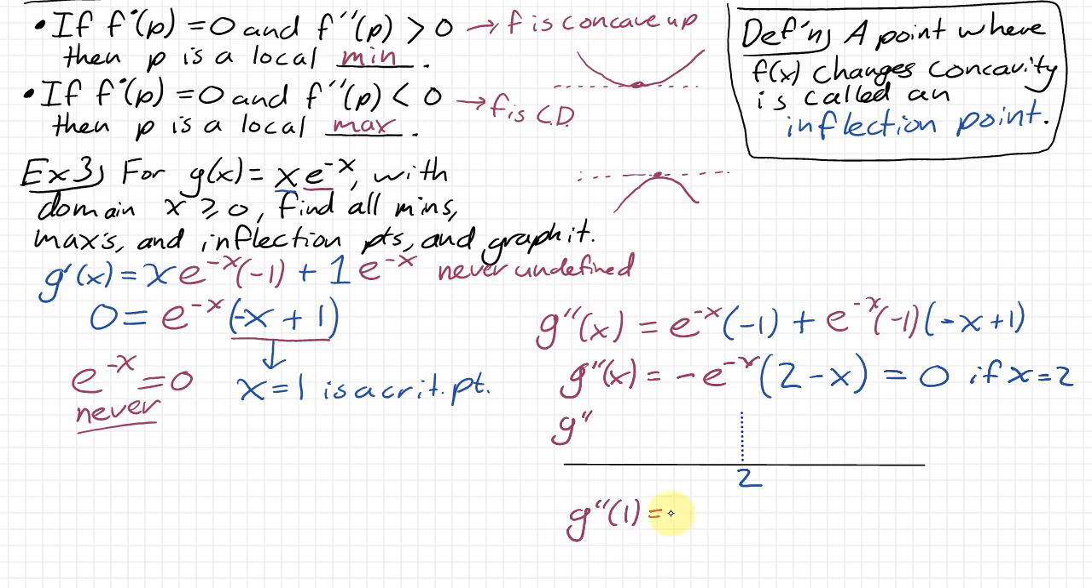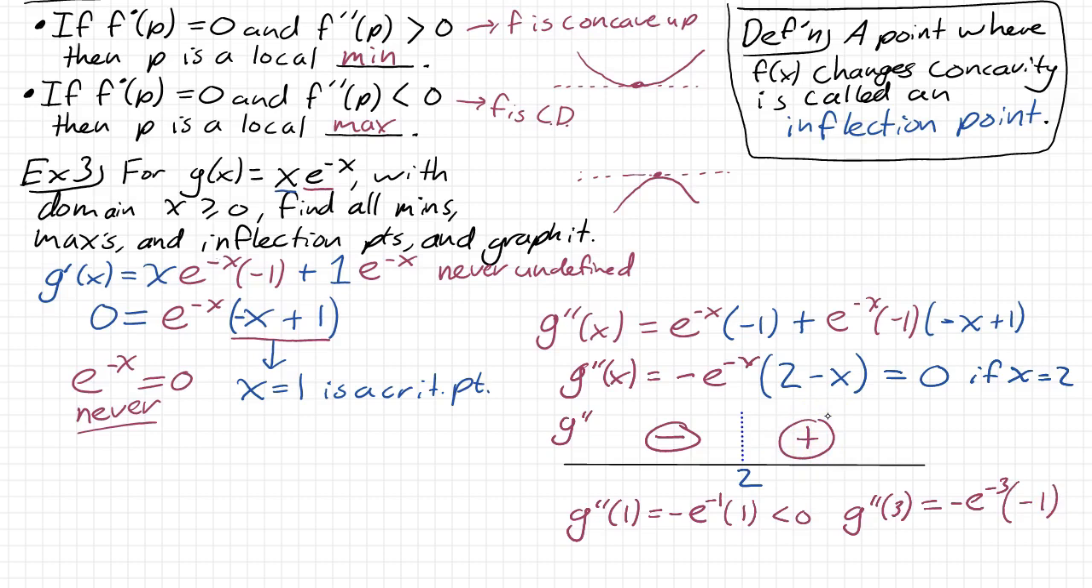So g double prime of 1 is going to be negative e to the negative 1 times 2 minus 1, which is 1. That's going to be a negative number times 1, which is less than 0. So g prime is negative here for all values of x less than 2. And let's see what happens if you plug in something like 3 here. G double prime of 3 is going to be negative e to the negative 3, which is a very small negative number, times 2 minus 3, which is negative 1. So that's actually going to be positive.